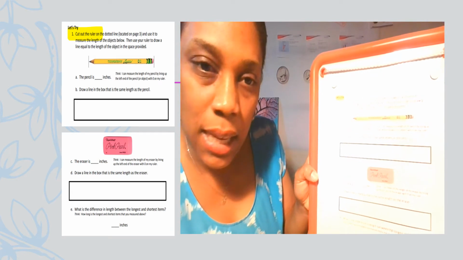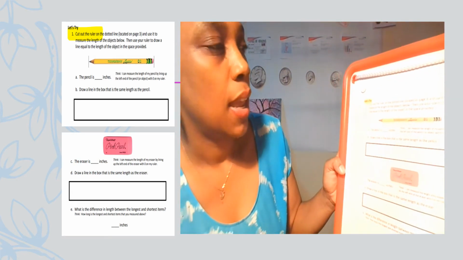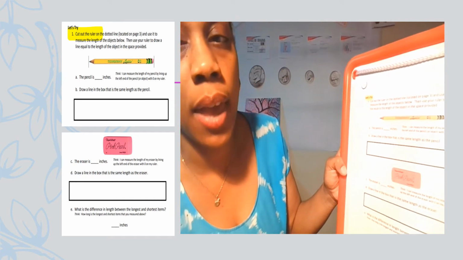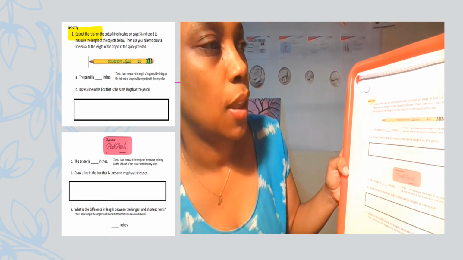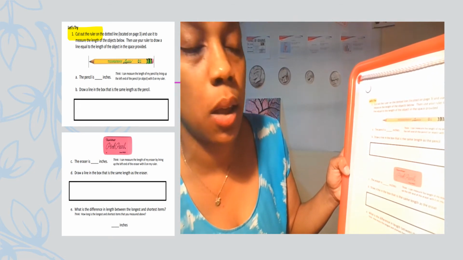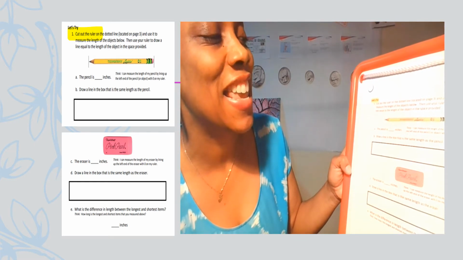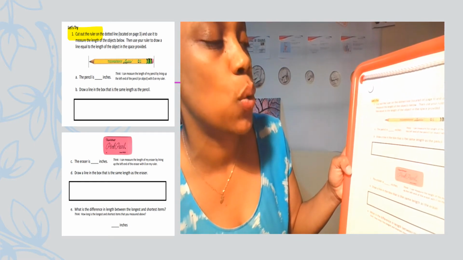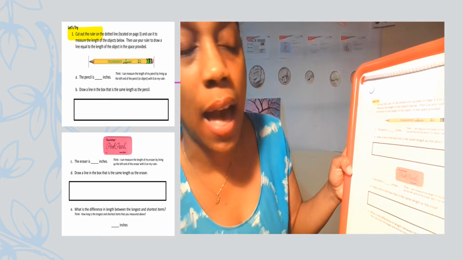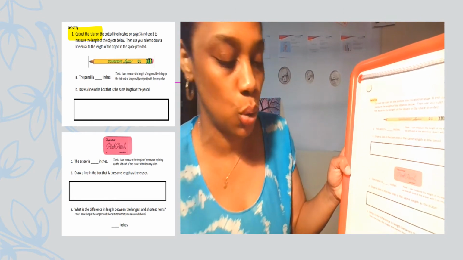Now let's look at the Let's Try section of our packet. It says cut out the ruler on the dotted line located on page 3 and use it to measure the lengths of the objects below. Then use the ruler to draw an equal line to the length of the object in the space provided. So here we have a picture of a pencil.